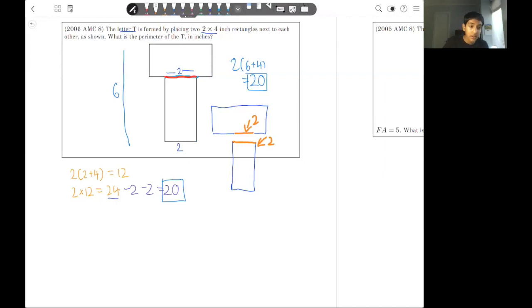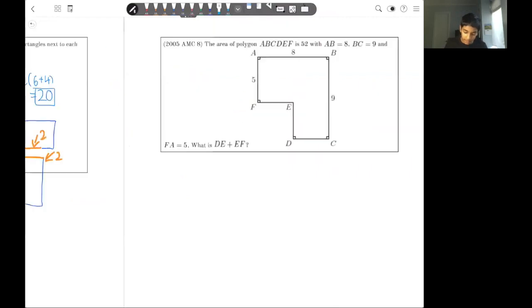So if you imagine that we didn't have it, then we have the perimeter of 24, but now it's not there anymore for either of the two rectangles. Okay, good. So now we're going to move on to this next problem.